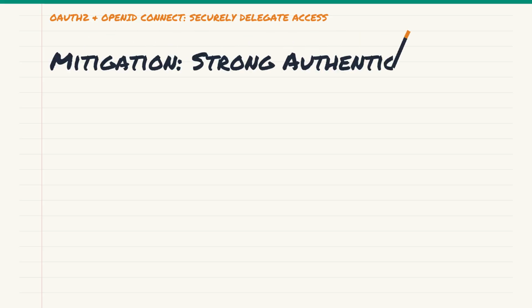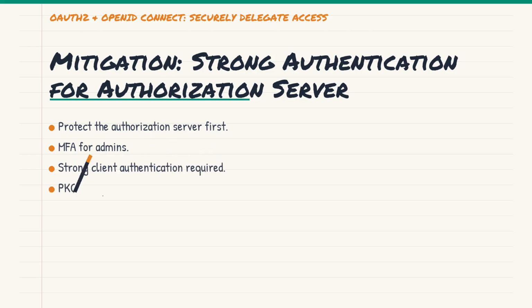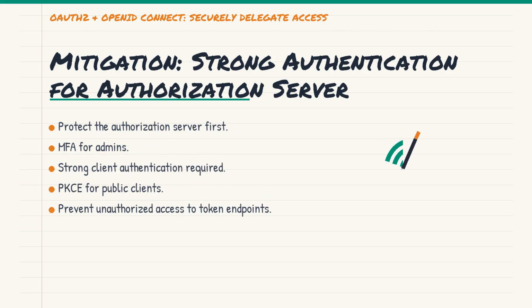The absolute cornerstone of any OAuth2 OIDC deployment is the security of the authorization server. It needs the strongest possible authentication mechanisms.